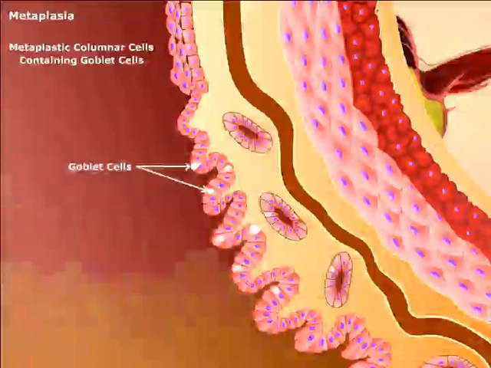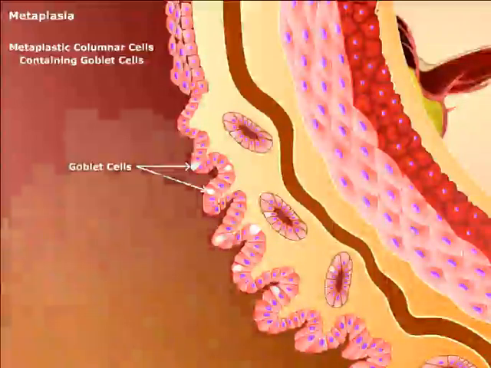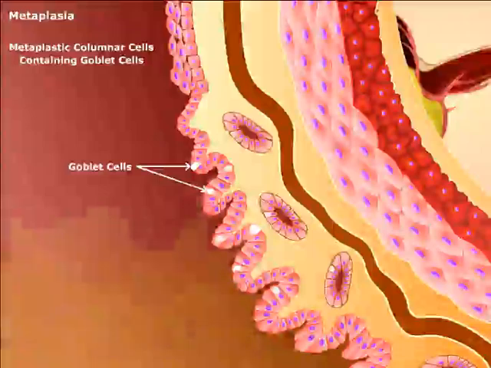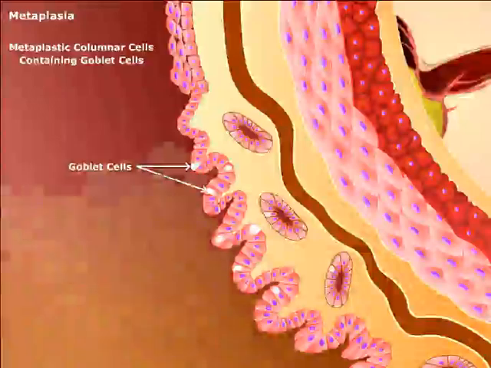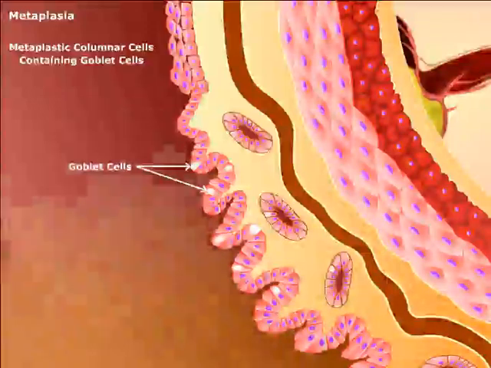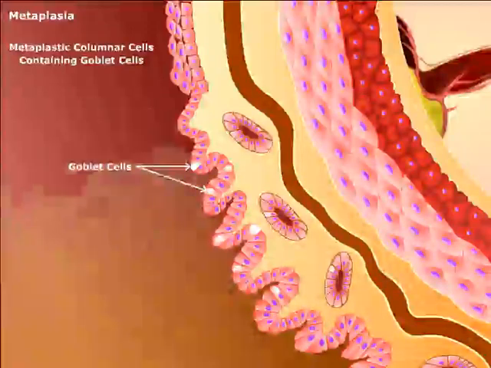This chronic damage promotes replacement of normal squamous epithelium with metaplastic columnar cells containing goblet cells. This condition is known as Barrett's esophagus. Although an adaptive response of the esophagus, it is a pre-malignant condition as well. Approximately 2% of patients with Barrett's esophagus will progress to dysplasia each year.